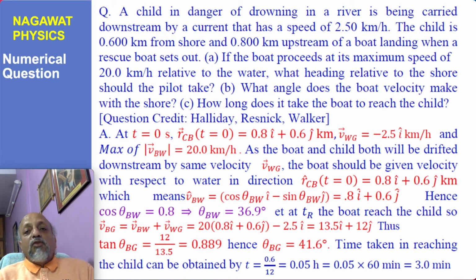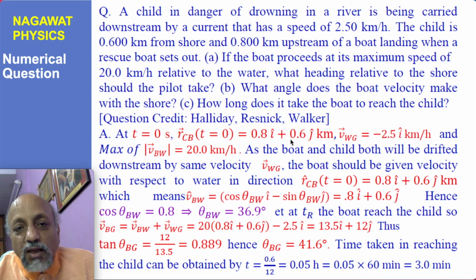A child in danger of drowning in a river is being carried downstream by a current that has a speed of 2.5 km per hour. The child is 0.600 km from shore and 0.800 km upstream of a boat landing when a rescue boat sets out. So the rescue boat is at a point which is away from the location of the child. The child is 0.6 km from shore. So in that direction, if you call it the J direction, then it is at 0.6 J, from the particular point from where the boat will start and proceed. So 0.6 J as I have given here, and the 0.8 K.